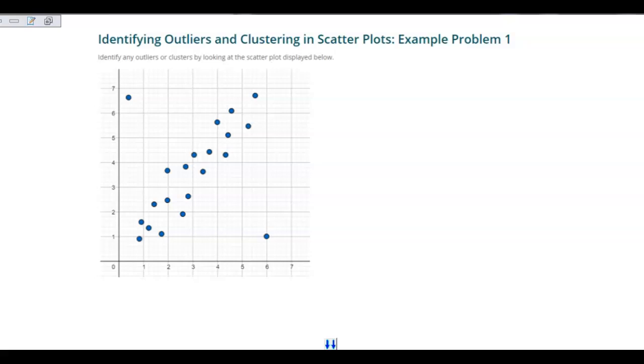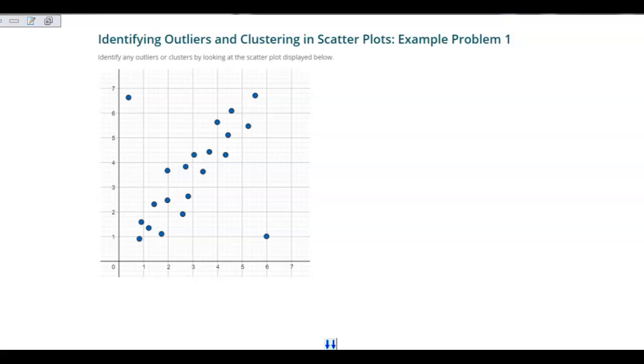All right, so here's our first example. Do you see a cluster? And if you're saying, yes, I see a cluster, it's a large, loose, almost linear type of cluster, then there's our cluster. And then do we have any outliers? Well, I actually see two. I see one here and one way over here. They are definitely apart from the rest.